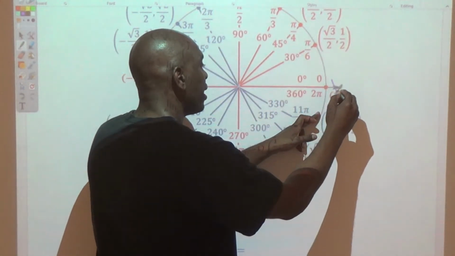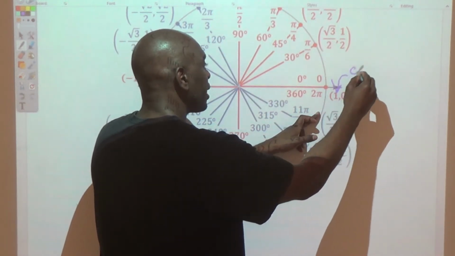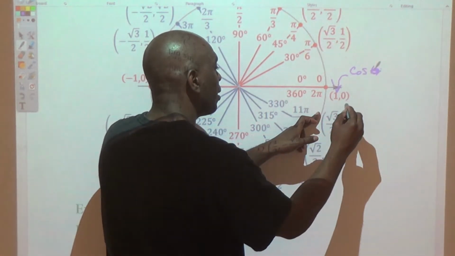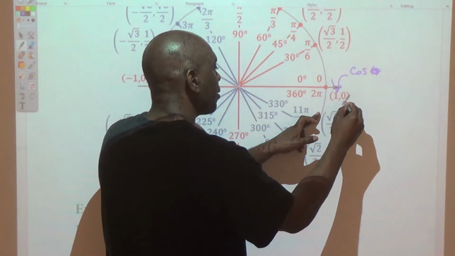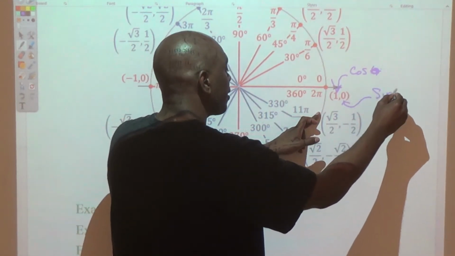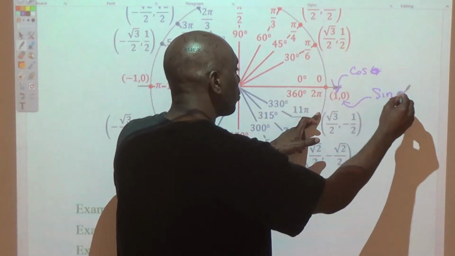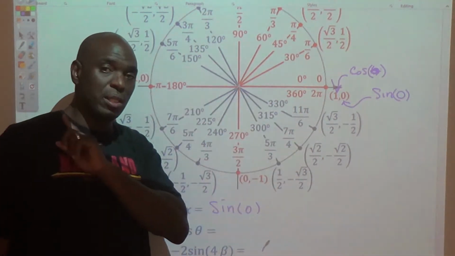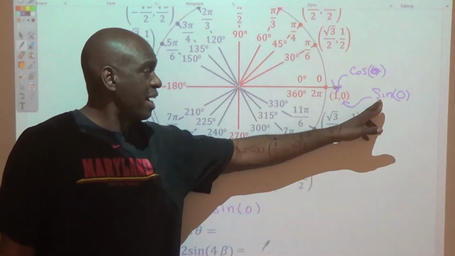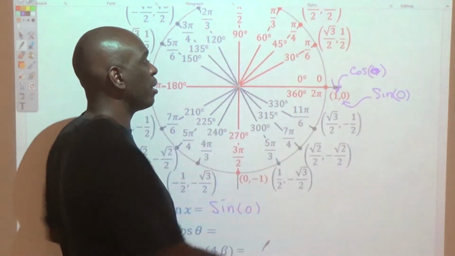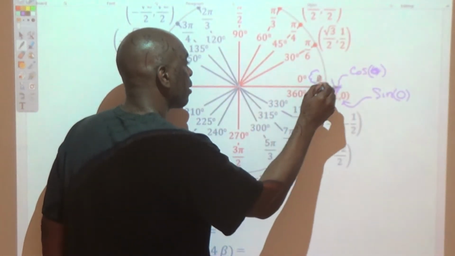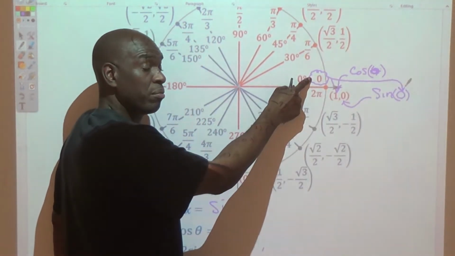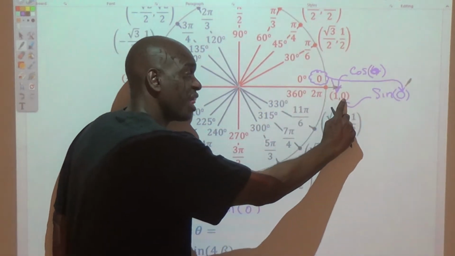Well, this value right here is cosine theta, well no, 0. And this value right here is the sine of 0. So it's obvious to me, and to you also now, that the sine of 0, this 0 is here, say radian measure. That's this 0 right there. The sine of this 0 equals this 0.